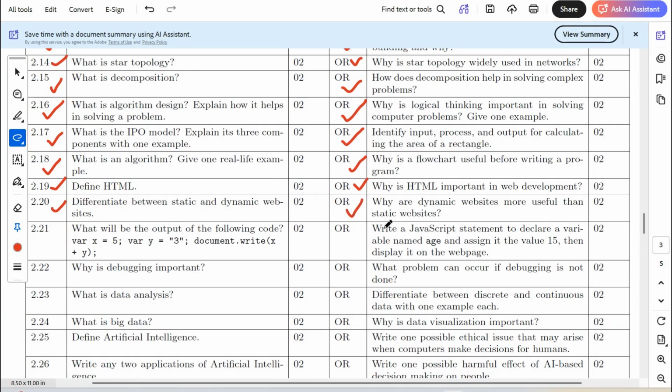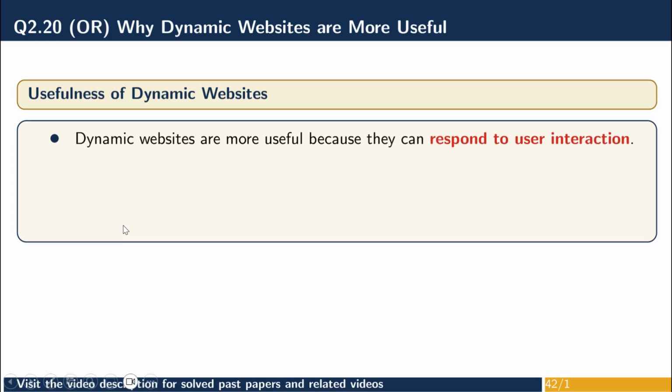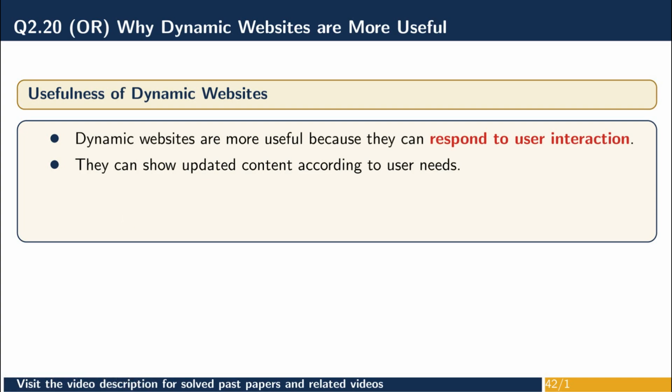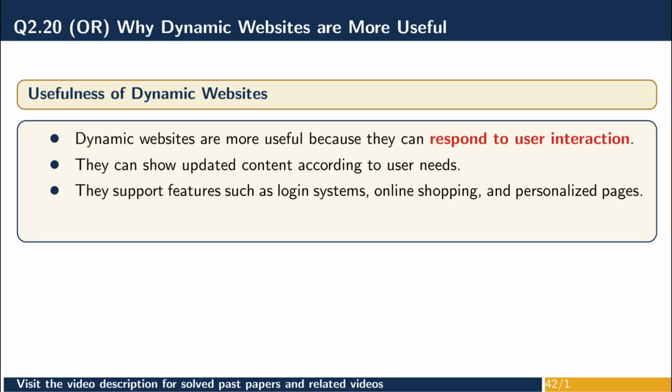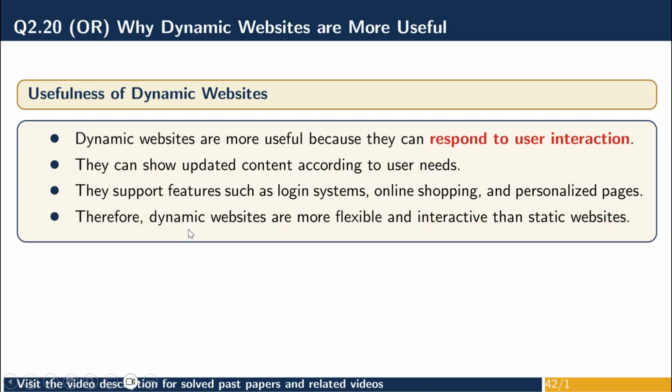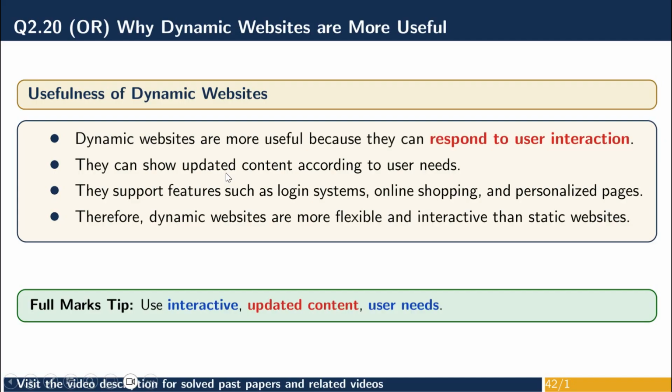Or part is why are dynamic websites more useful than static websites? Dynamic websites are more useful because they can respond to user interaction. They can show updated content according to user needs. They support features such as login systems, online shopping, and personalized pages. Therefore, dynamic websites are more flexible and interactive than static websites. Full marks tip is use interactive, updated content, user needs.